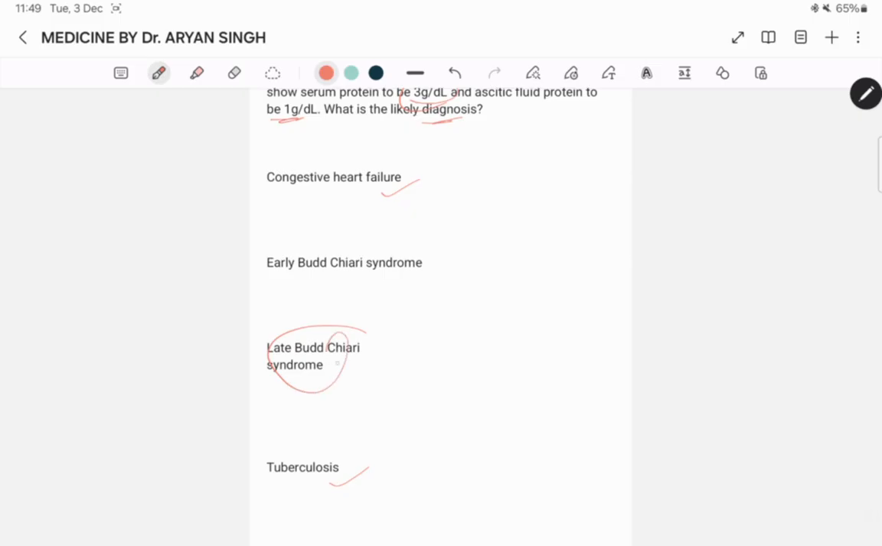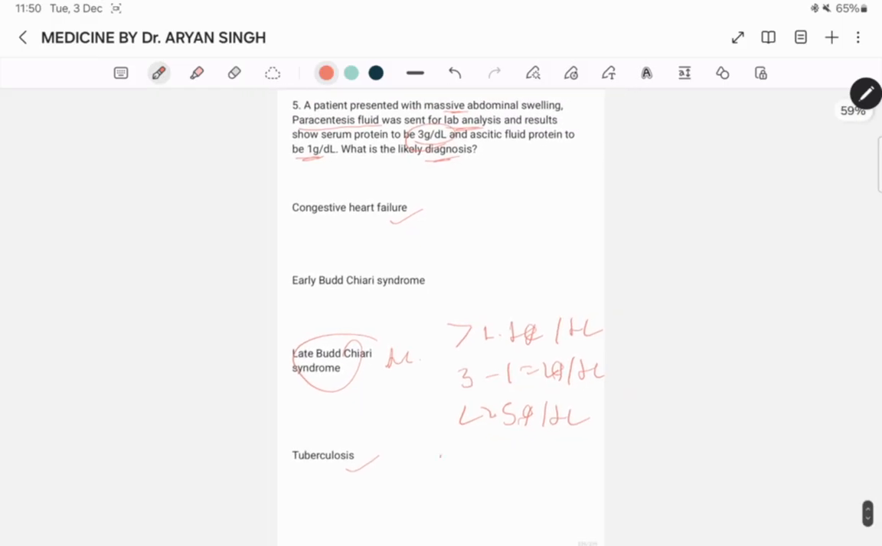The best answer is late Budd-Chiari syndrome, because the likely diagnosis is based on the given serum ascites albumin gradient. It is 1.1 gram per dl, calculated as serum albumin level minus ascitic fluid albumin level, which in this case is 3 minus 1, 2 gram per dl, and ascitic fluid protein is 2.5 gram per dl. So what will we call this? Late Budd-Chiari syndrome.